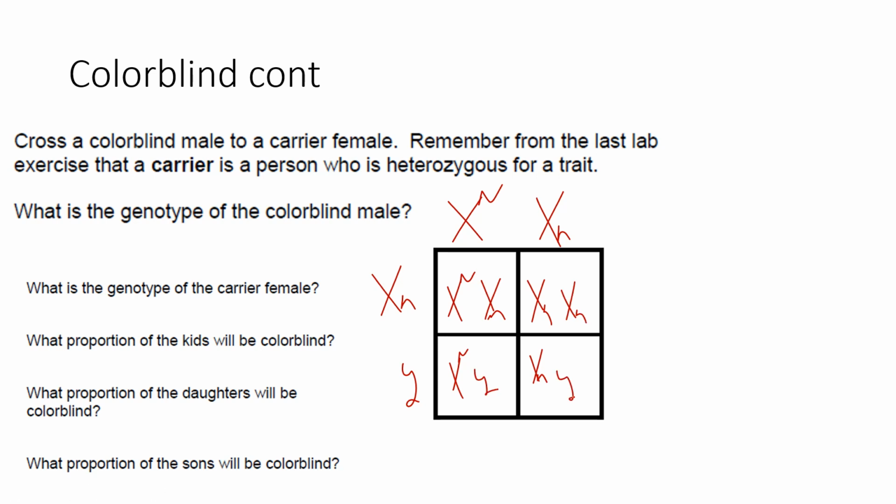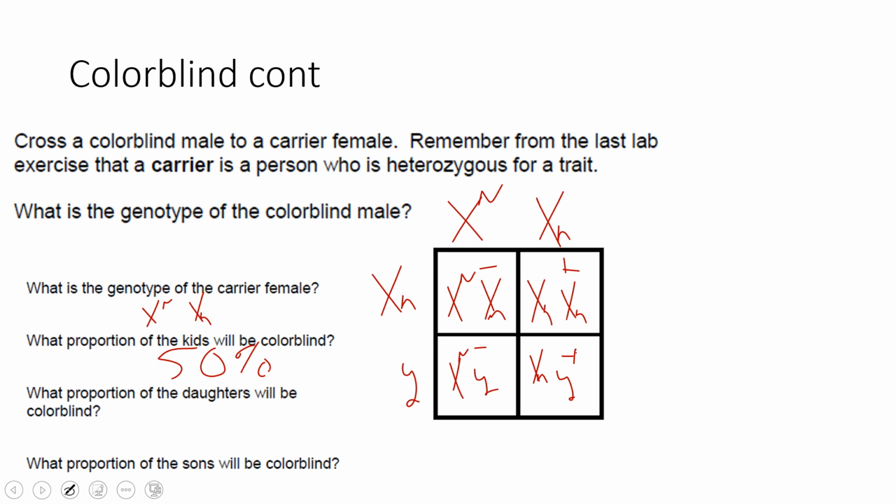Okay. What is the genotype of the carrier female? Again, X big N, X little n. What proportion of the kids are going to be colorblind? Okay. She is a normal carrier. She is colorblind. He is a normal carrier. He is colorblind. That means a 50-50 shot. So 50% of those kids are going to be colorblind.